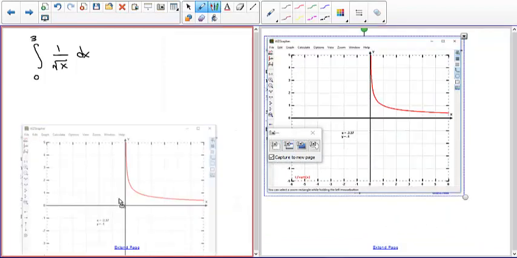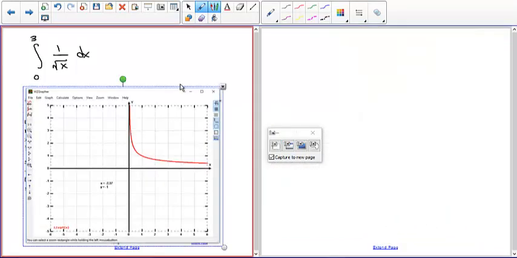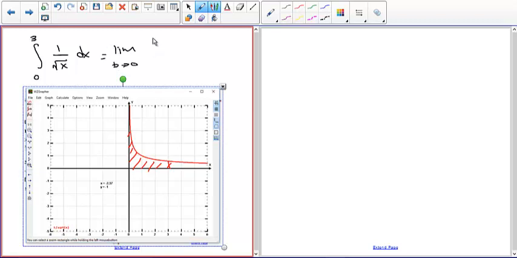So this problem is asking, what is the area underneath the red curve between x equals 3 and x equals 0? So that's what we're looking for. Because the function goes to infinity at x equals 0, we rewrite this as the limit as b goes to 0 of the integral from b to 3 of 1 divided by the square root of x dx.